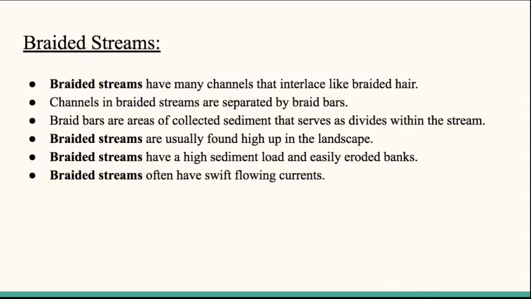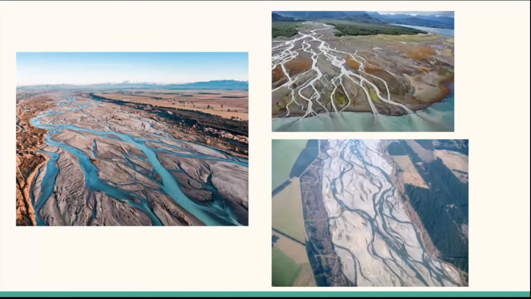Braided streams are usually found high up in the landscapes. They have high sediment loads that easily erode banks, and they often have swift flowing currents. Here are a few aerial images of braided streams, and you can see the difference between the streams themselves and the braid bars that separate and intertwine them.